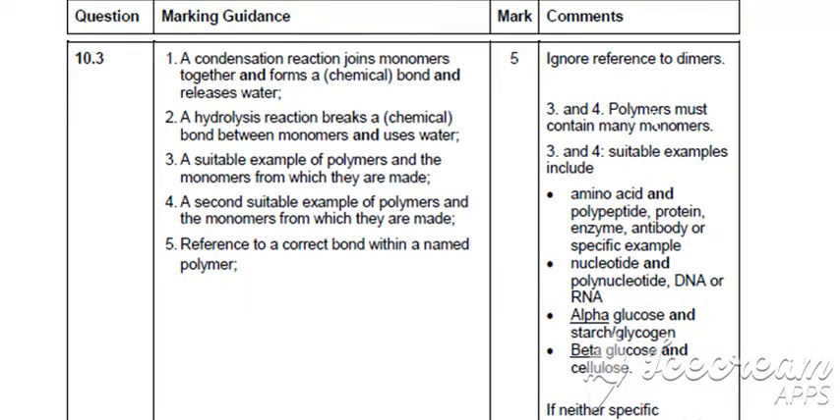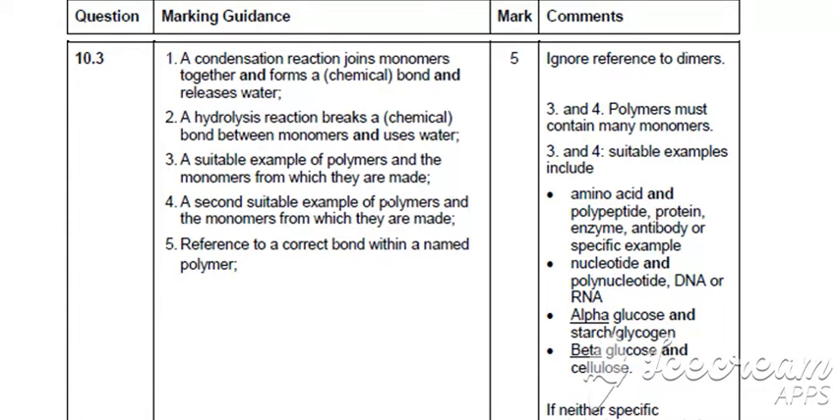So on the mark scheme, they wanted you to describe a condensation reaction which would join monomers together, and it would form a bond and release water. So you do need all of those points. So if you have described those, for example, you could describe that the amino acids would join together to form a polypeptide or a protein, and it would form a peptide bond and release water. That would get you marking point 1.